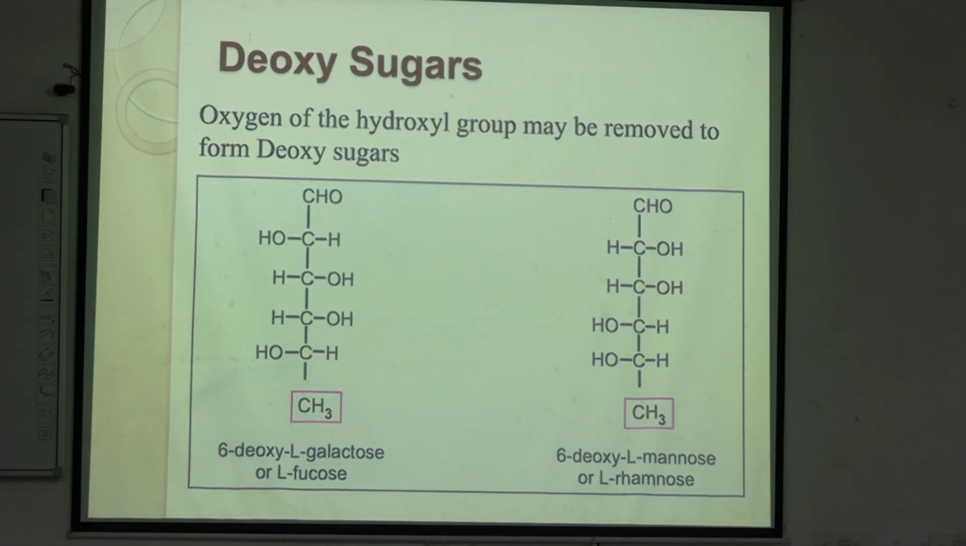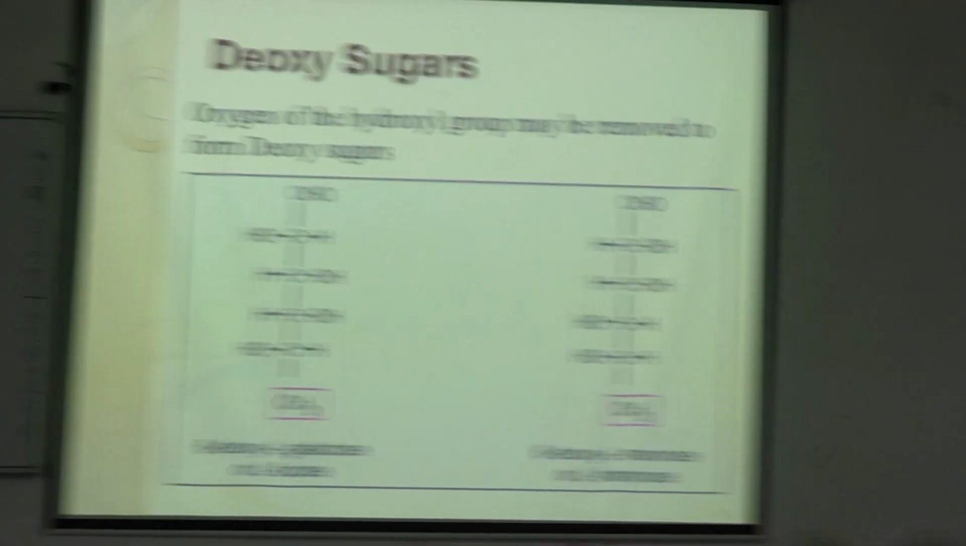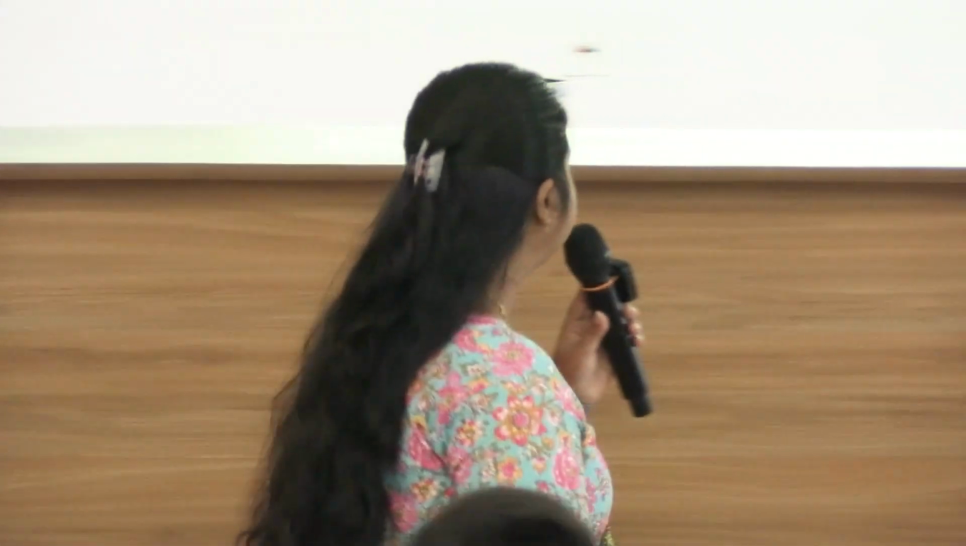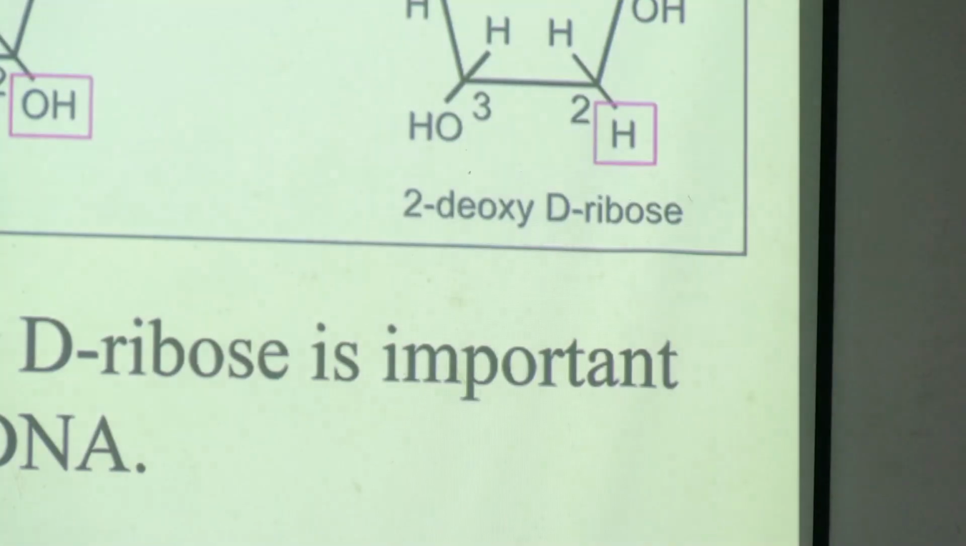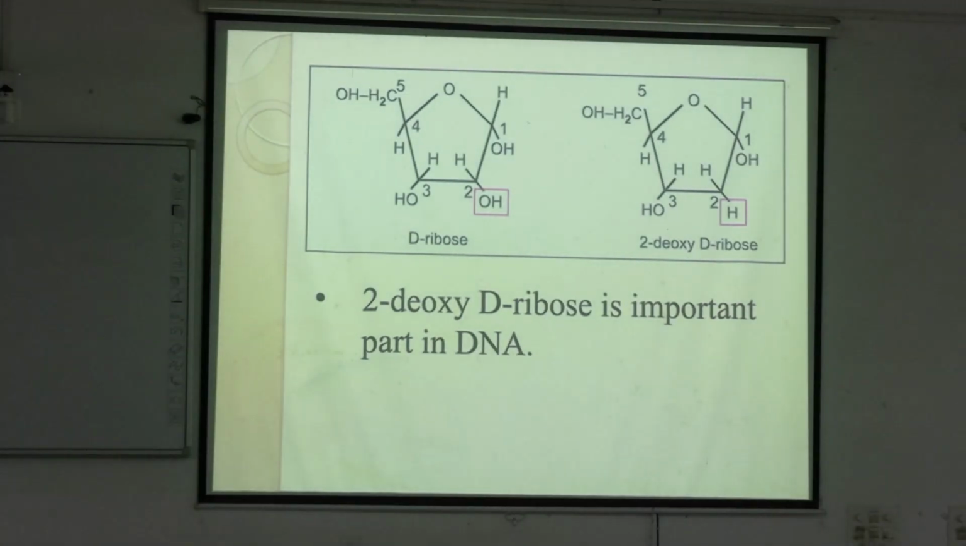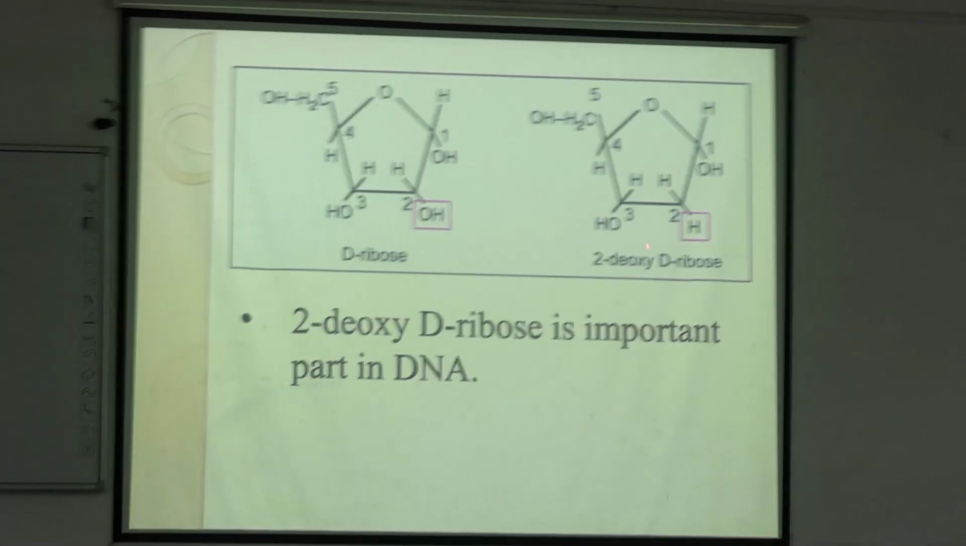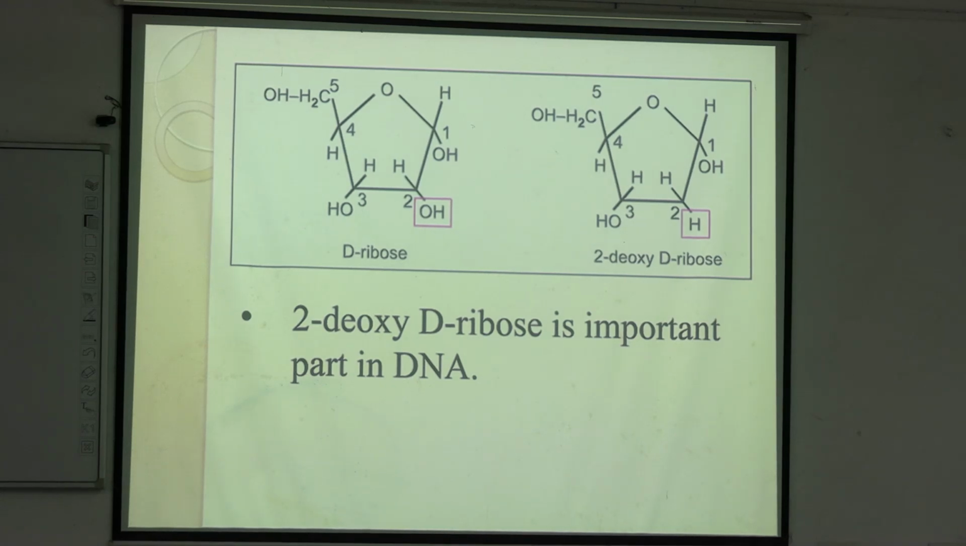All these deoxy sugars, the examples I am giving, are part of various glycoproteins. So during formation of glycoproteins, these changes may occur. Another important deoxy sugar is deoxyribose. So here the deoxy part is from carbon 2, 2-deoxyribose. This is ribose and this is 2-deoxyribose.